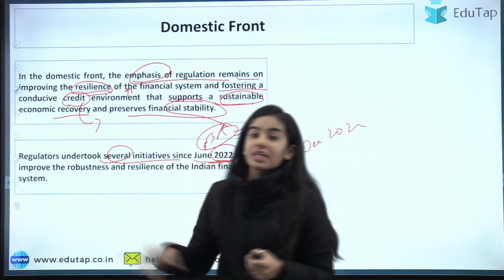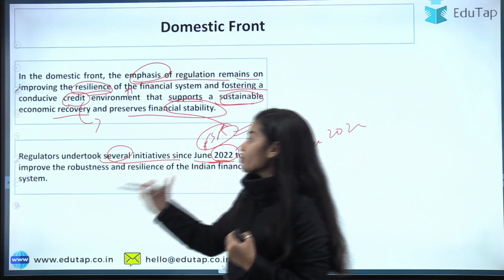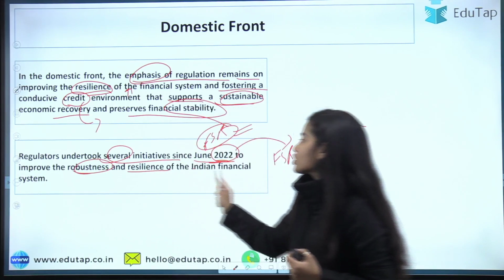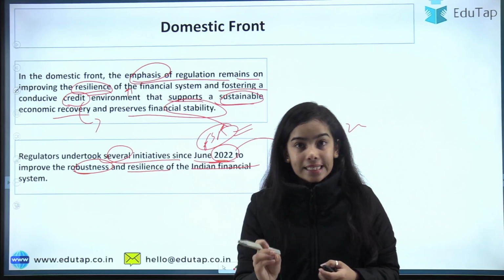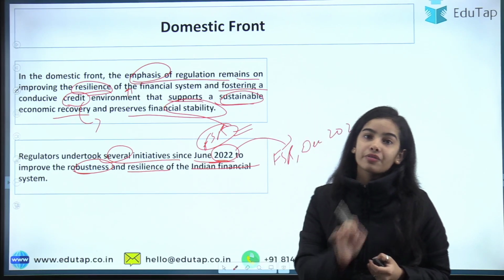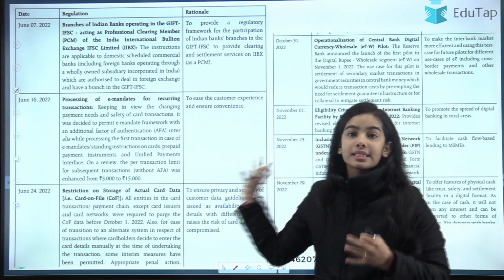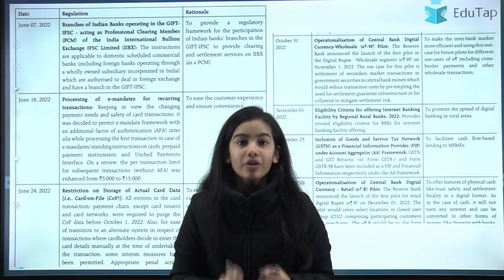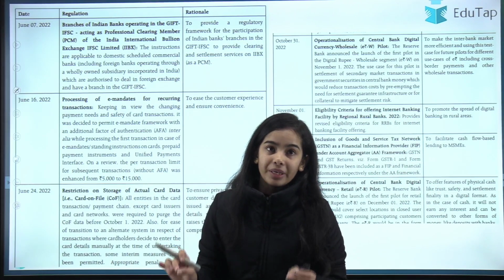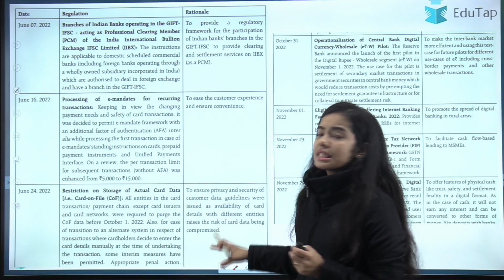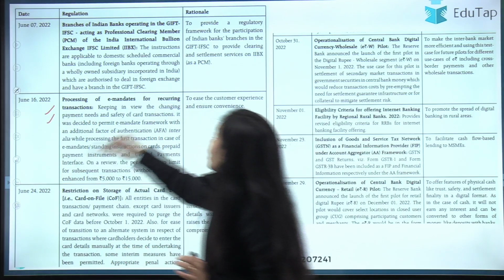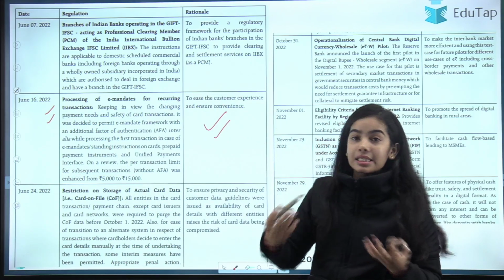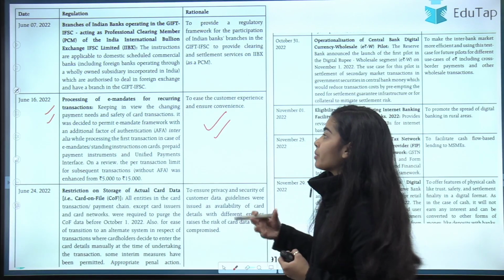Now, what are the initiatives for? To improve the robustness and resilience of the Indian financial system, to make it more resilient, strong and efficient. This is how the RBI has given the PDF. I will provide you the link for that PDF. In this you can see the RBI has stated when something was released and the rationale, the aim, behind releasing it.